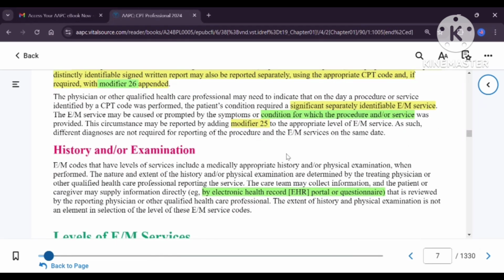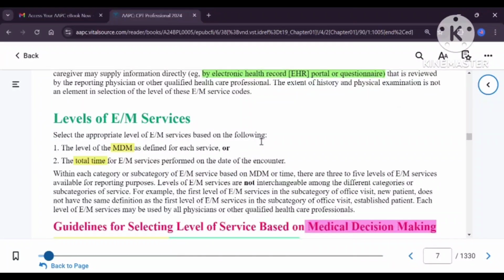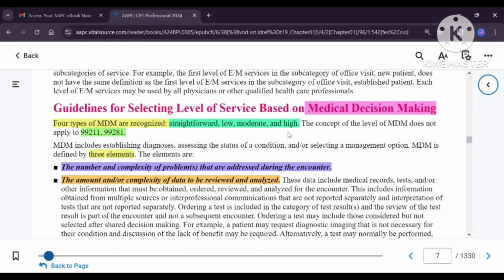And whenever a patient is coming to the hospital, first the doctor will ask for the problem, what is the problem and how long it has been there, and then he will do a physical examination, and all these will be recorded in the patient's electronic health record. And the E&M services are mainly classified based on the level of MDM and also the total time that is spent by the doctor on the date of service. So now we should learn about what is MDM.